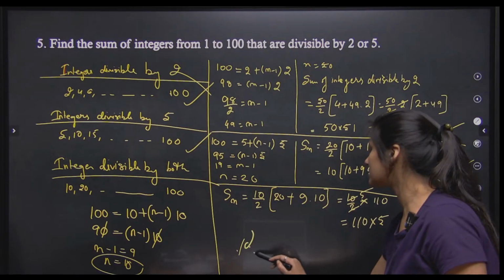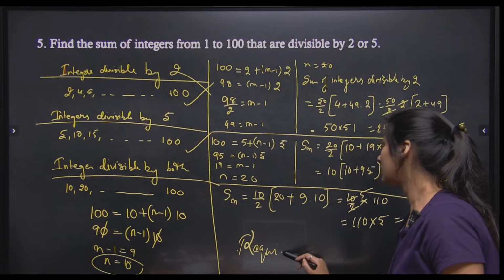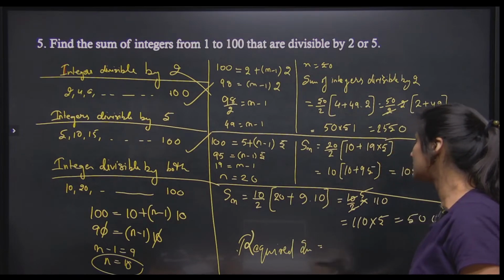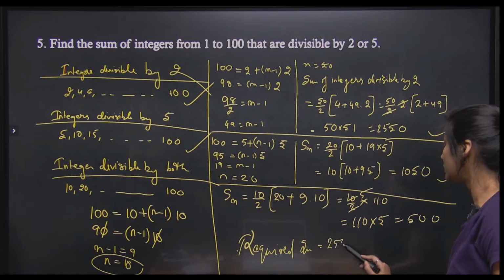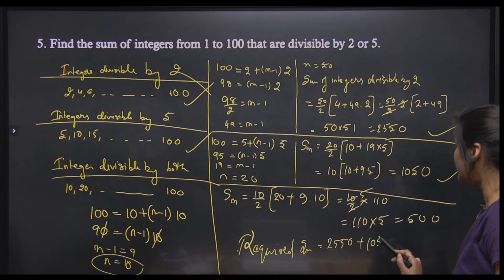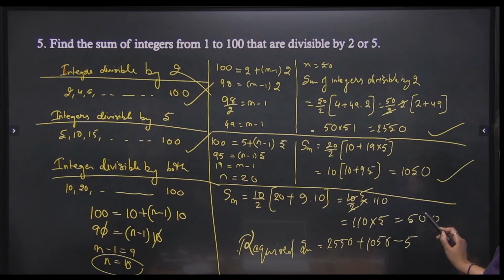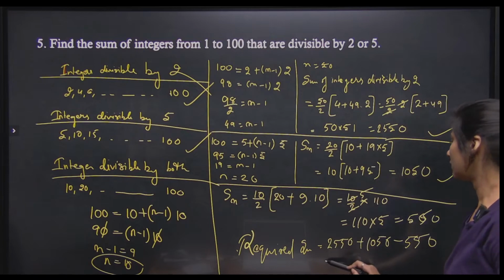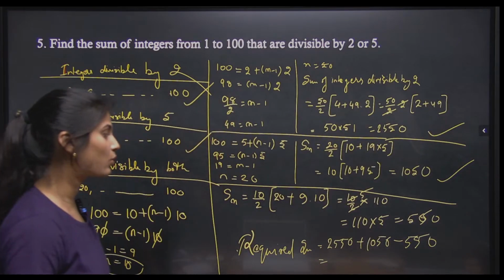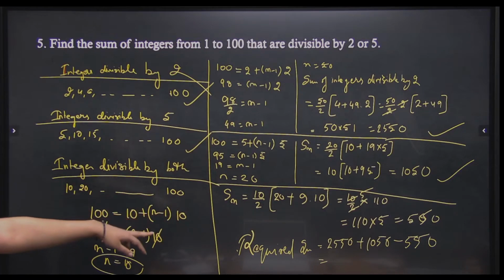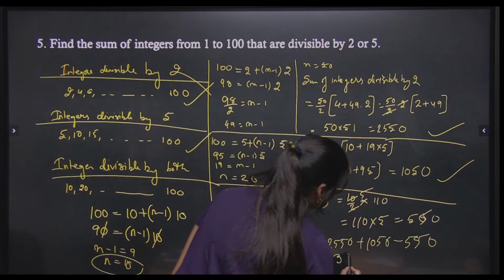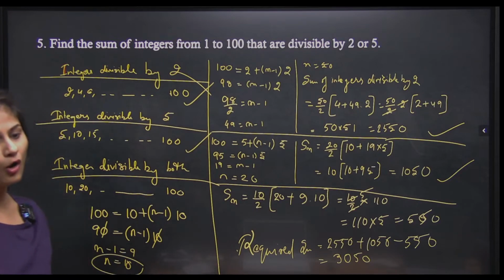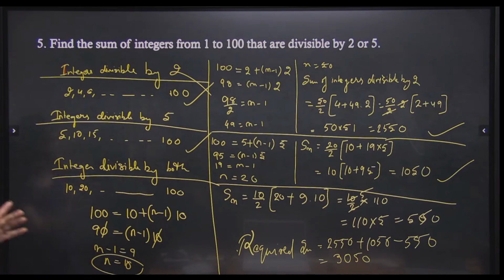Now required sum is 2550 plus 1050, and you have to subtract all the numbers which are divisible by both, that is 550. So what it will give? It will give 3050. And this is the answer of question number 5. Got it? Okay, so moving on to next question.